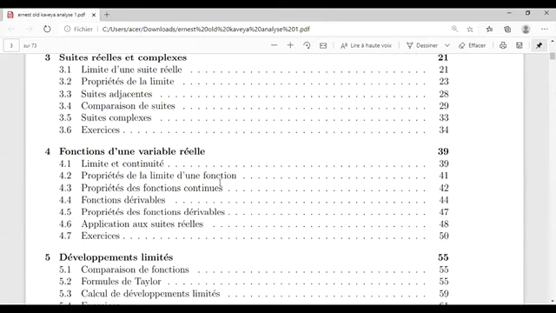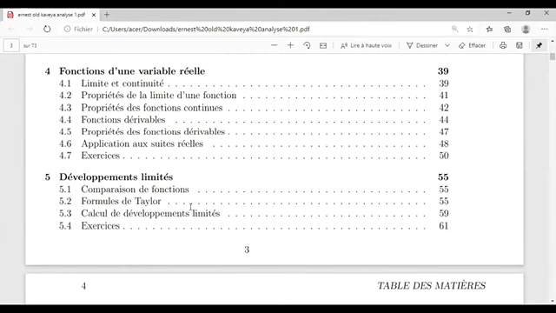After that, we're going to look at functions. We're going to deal with limits and continuity, and we'll look at some properties of limits. Further ahead, we'll do some derivatives of functions. We're going to look at comparison of functions, asymptotes, and then Taylor formulas. We know there are three types of Taylor formulas, and the third one is where we're going to bring in integration.